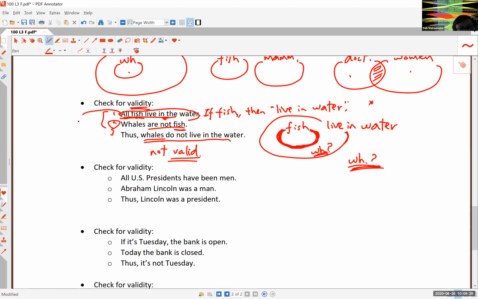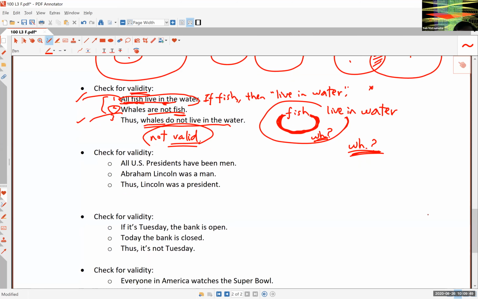All fish live in water. Okay, I mean you can't imagine a fish living outside of the water, right? There are other things that live in the water, but all fish do live in the water. And whales are not fish. That's also true. Okay, so this is true, this is true, but it's not valid. So it's not a sound argument.